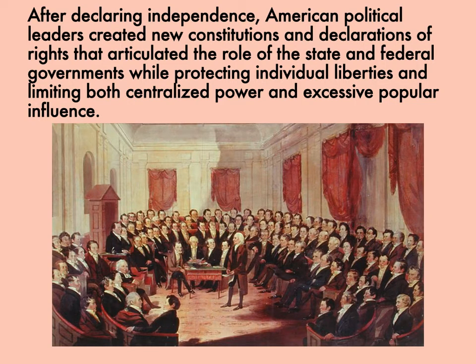After declaring independence, American political leaders created new constitutions and declarations of rights that articulated the role of the state and federal governments while protecting individual liberties and limiting both centralized power and excessive popular influence. Notice I said constitutions in plural. All 13 states immediately drafted their own state constitutions after independence was declared. Further, colonial leaders implemented a federal plan for a national government called the Articles of Confederation, which after a tumultuous decade would be replaced by the Federal Constitution in 1788.